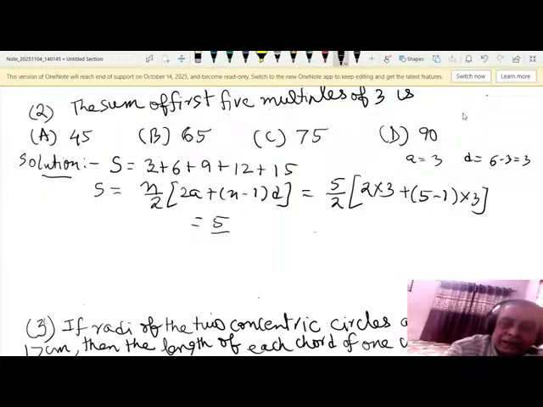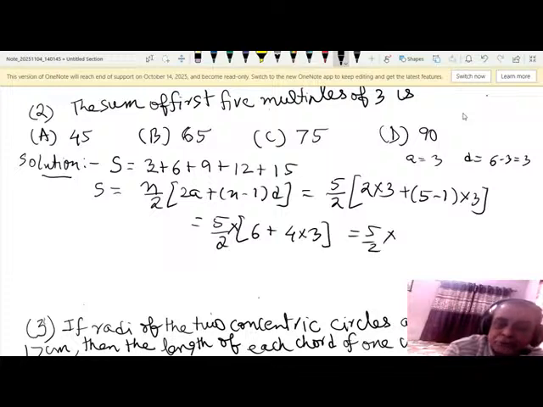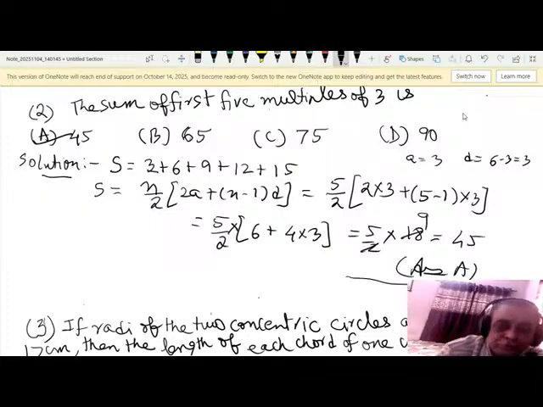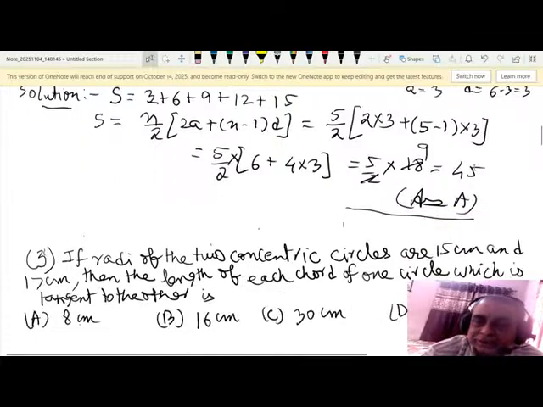Now simplify it. So this is 5 upon 2 multiplied with 6 plus 4 times 3. So this gives us 5 upon 2 times 18. So divide 18 by 2. This comes to 45. So the correct choice is A. So answer is A. Now we are moving to the third sum.